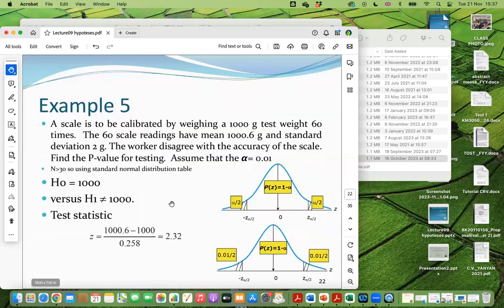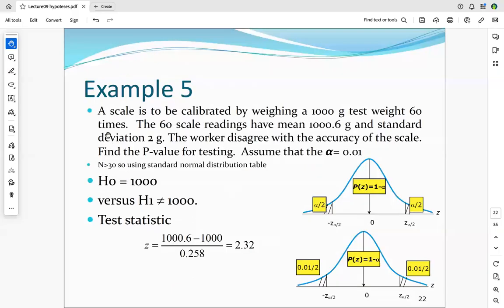So let's have a look at the next one. A scale to be calibrated is tested by weighing a 1,000 gram test weight 60 times. The 60 scale readings have a mean of 1,000.6 gram with a standard deviation of 2 gram. The worker disagrees with the accuracy of the scale. So the null hypothesis is that it should be 1,000 gram. The worker does not agree, so it could be higher or lower, and therefore we have two tails in this case.